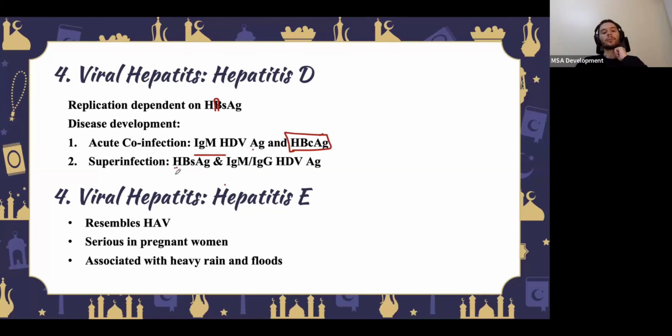Right? Finally, you have hepatitis E, very similar to hepatitis A virus. What you need to remember is that it is associated with places with heavy rain and floods. Again, it gets transmitted through contaminated food, fecal-oral route, and so on. And it is pretty serious in pregnant patients. Take care of hepatitis E in pregnant patients.